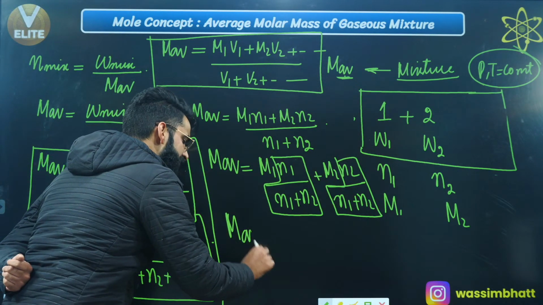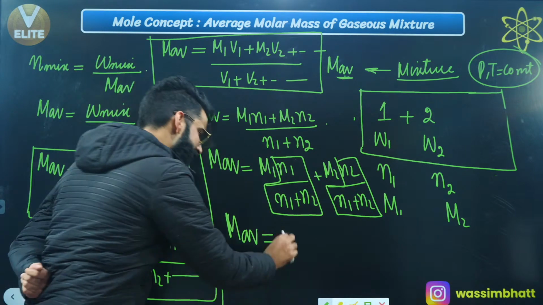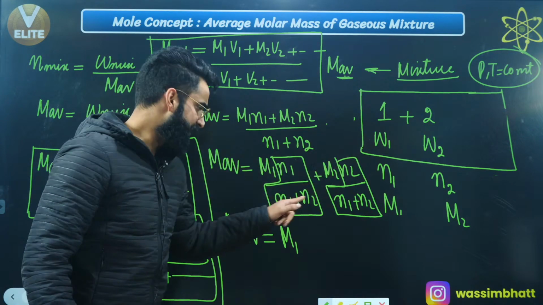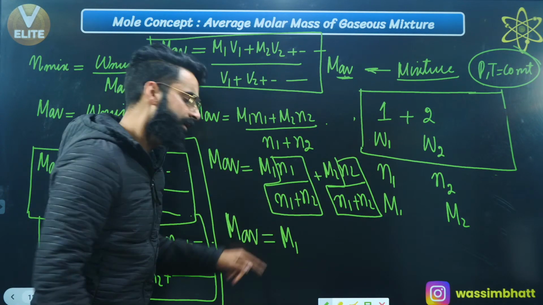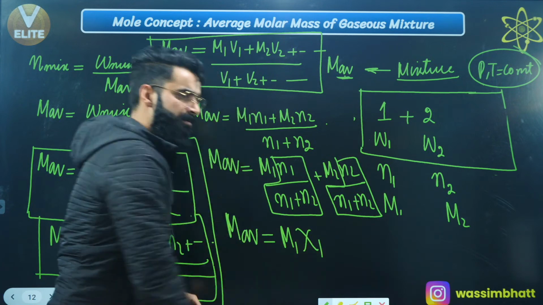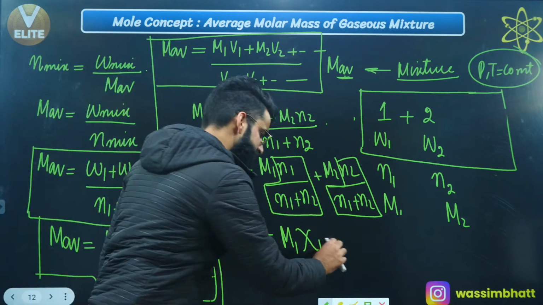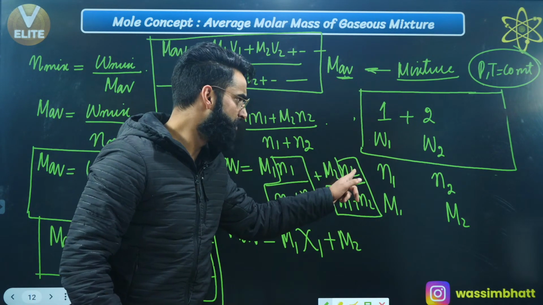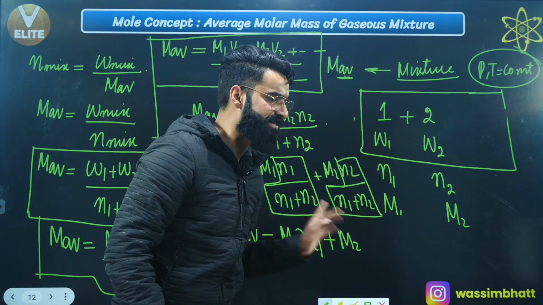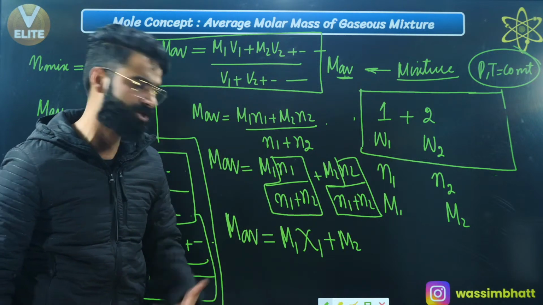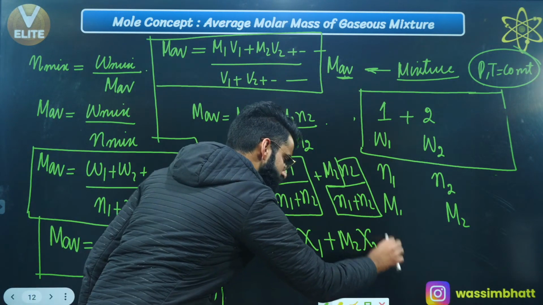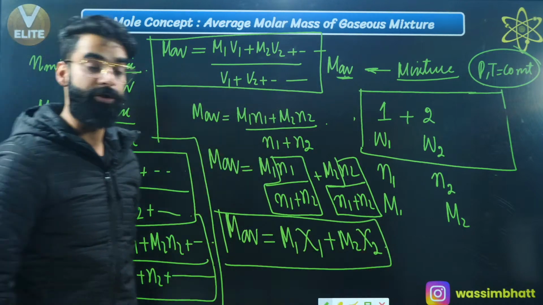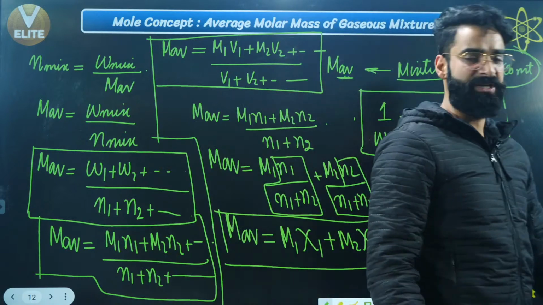I can say MAV, the average molar mass of the gaseous mixture, is equal to M1 multiplied by the number of moles of gas 1 in the container divided by the total moles present in the container. Do we call it mole fraction? So it's going to be the mole fraction of gas 1, right? Plus M2 multiplied by N2 divided by N1 plus N2, the number of moles of gas 2 in the container divided by the total moles present. Do we call this the mole fraction of gas 2? Absolutely, we call this the mole fraction of gas 2. So this is one more result which you are going to remember in order to calculate the average molar mass of the gaseous mixture, right?